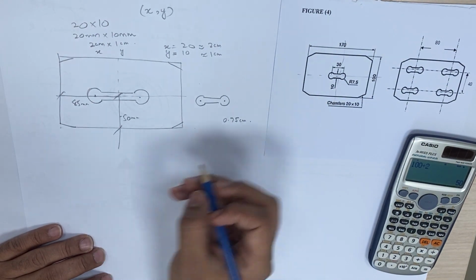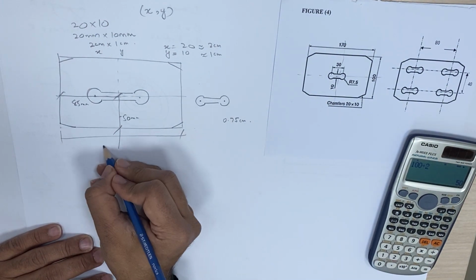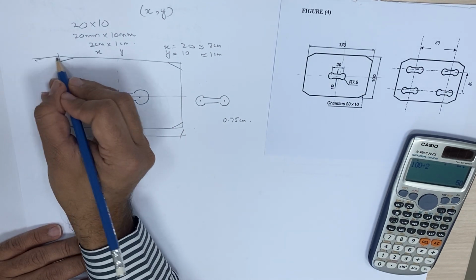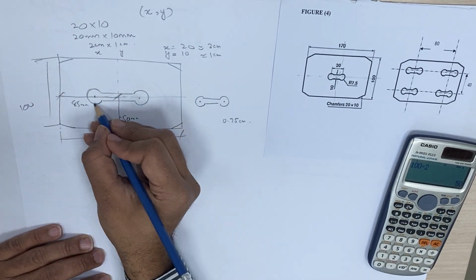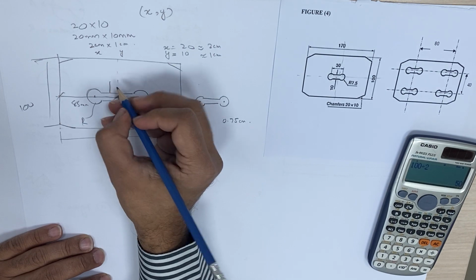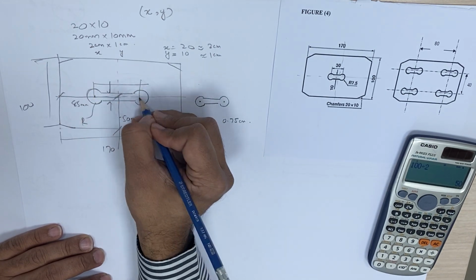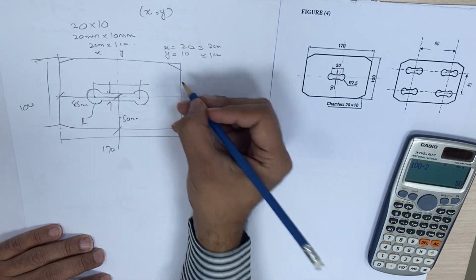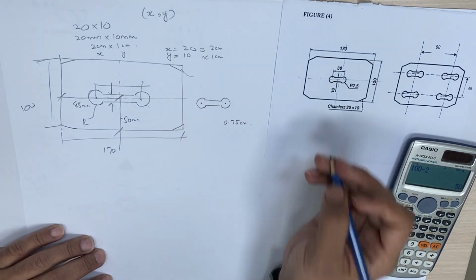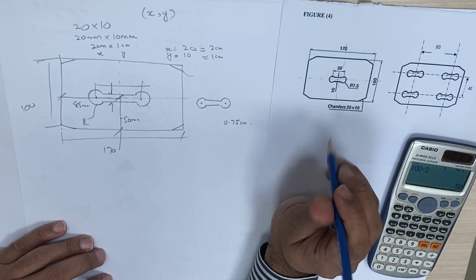Okay. Then at last you have to mention that this is 170, this is 100. What is the radius here? What is the length of this line? What is the distance between the circles? What is the radius? What is the chamfer? Okay, it's labeling, it's mentioned there. So you have to follow the same pattern.